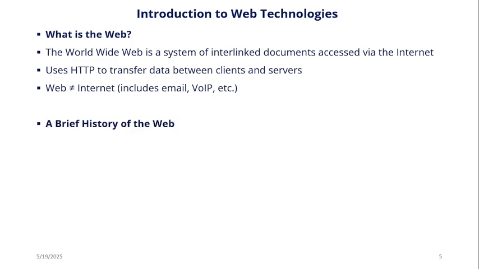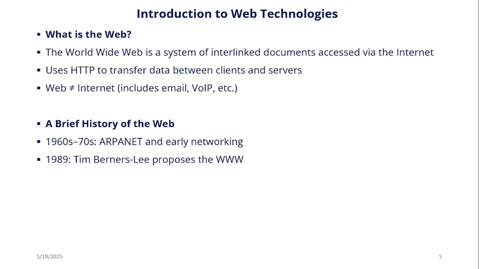So let's look at a brief history of the web. It all began in the 1960s to 70s with something called ARPANET that has a relationship with early networking. I'm just bringing some history here because this is an undergraduate text which is an introduction to web design. It's just to know something about it. In 1989, somebody called Tim Berners-Lee proposed something called the World Wide Web, and the first browser, which is called WorldWideWeb, was created in 1990.